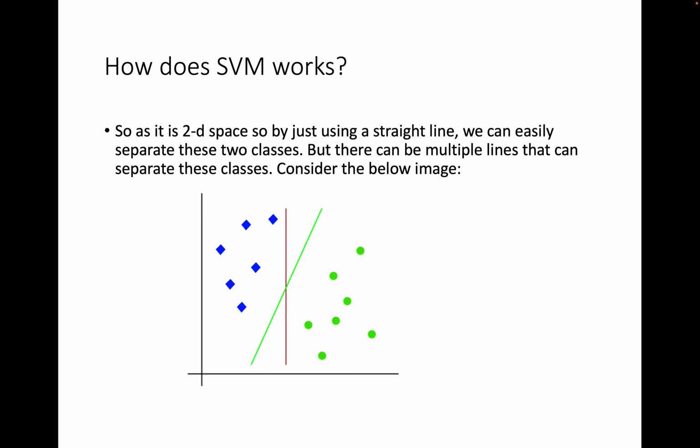Consider the below image. You can divide it with a straight line. As it is 2D space, by just using a straight line we can easily separate the two classes, since a separator needs one dimension less than the space. But there can be multiple lines that can separate these classes. Obviously, you can tilt the line up and down, because the gap is large enough to fit many lines. But you have to find the perfect fit, the green one. It is dividing with a good margin, unlike the red one.